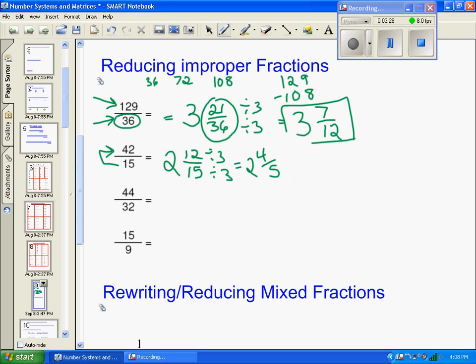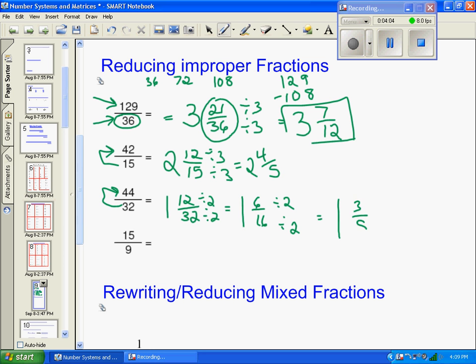44 over 32. 32 only goes into 44 once. So if you subtracted the 44 and the 32, you get 12. So you have 1 and 12 out of 32. Again, looks like something divides into there, so we'll divide by 2. And so you'd have 1 and 6 over 16. Well, if you look, both those numbers are even, so we can keep dividing by 2 here. Divide by 2, and 2 again, and you have 1 and 3/8.